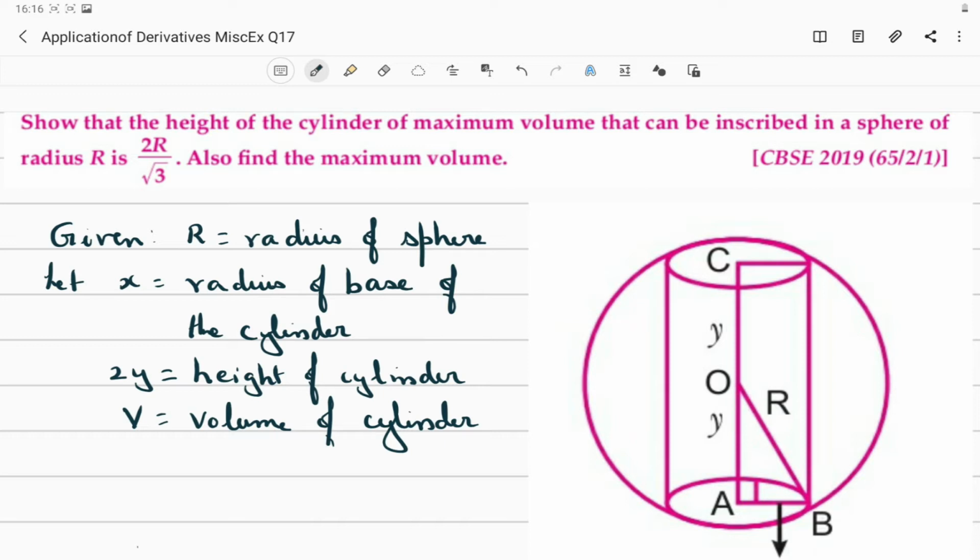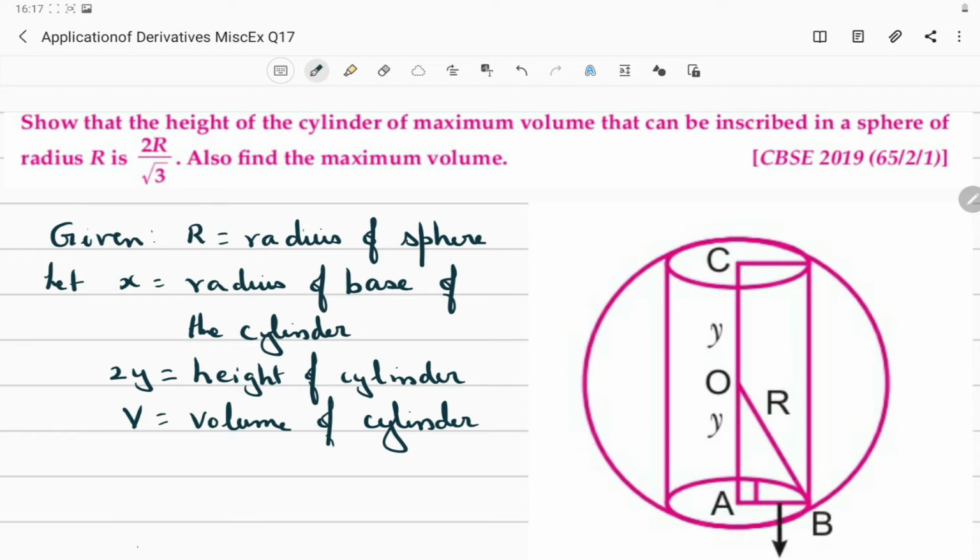So it's given that a cylinder is inscribed in a sphere of radius capital R, and we have to show that this cylinder will occupy the maximum volume when the height of the cylinder is 2 times capital R by root 3, where capital R is the radius of the sphere, and also we have to find what is the maximum volume of the cylinder. Let us assume that x is the radius of the base of the cylinder, the height of the cylinder is equal to 2y, and V is the volume of the cylinder.